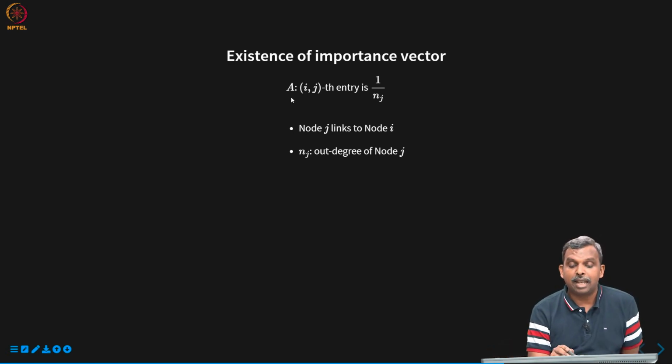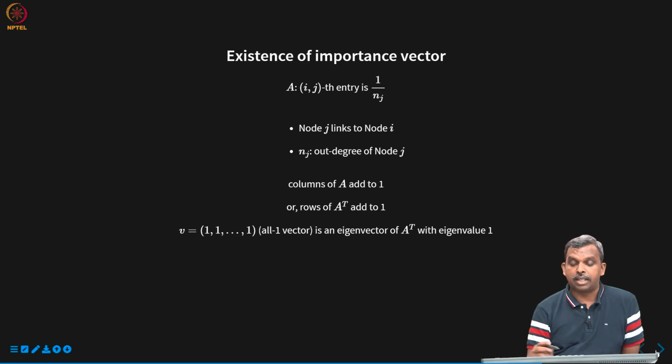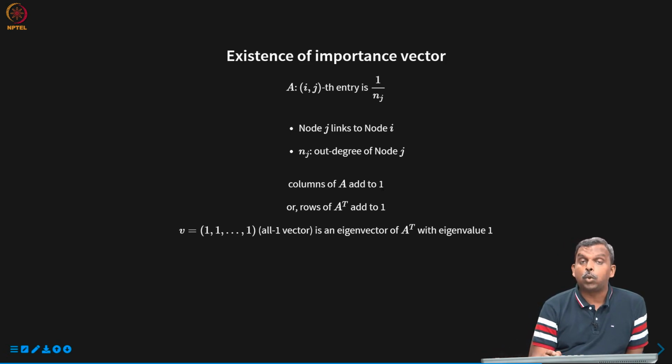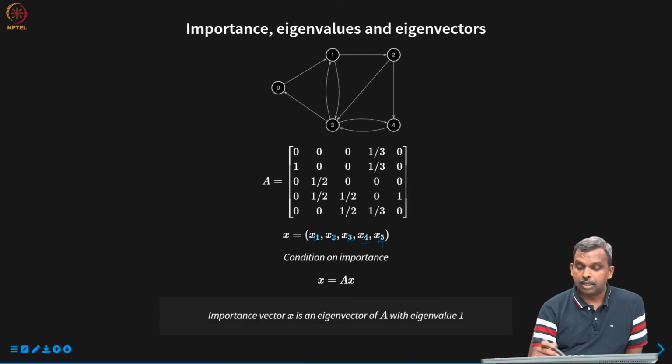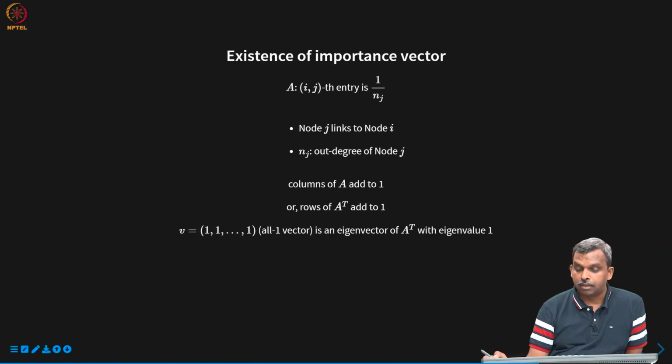If you see the matrix A, the way we constructed it, the ijth entry means node j links to node i. Node j links to node i, and the weight you put there is 1 by nj, where nj is the out degree of node j. So the property that A always satisfies is that the columns of A add to 1. You can go back and check in the previous example also. You'll see that the columns add to 1. The columns of A always add to 1. So that's nice.